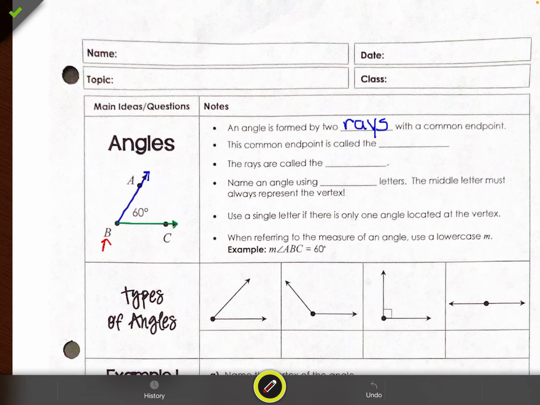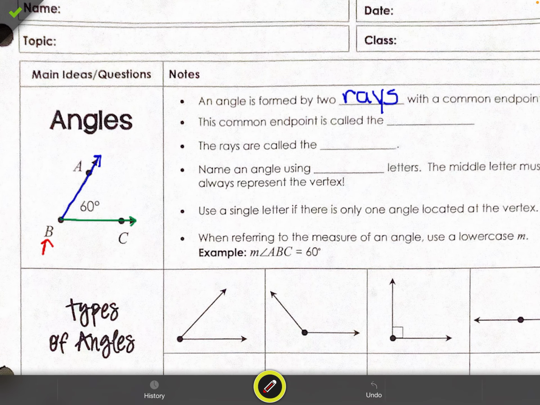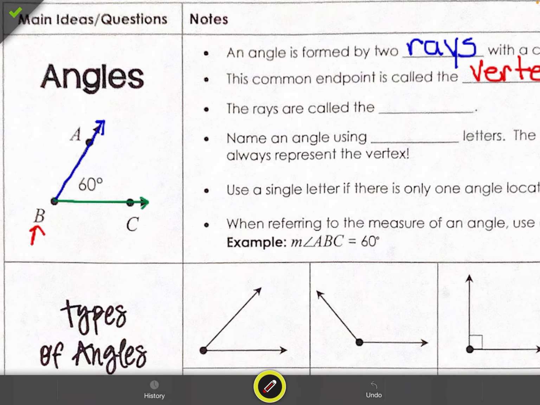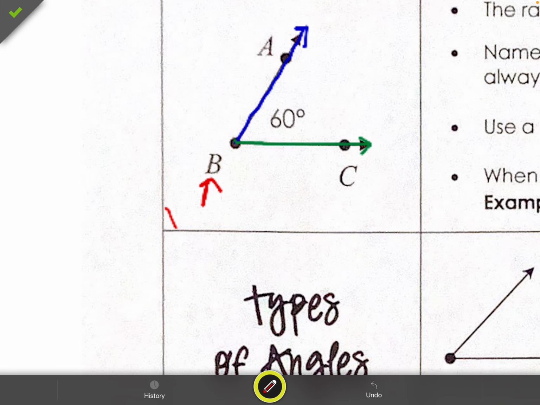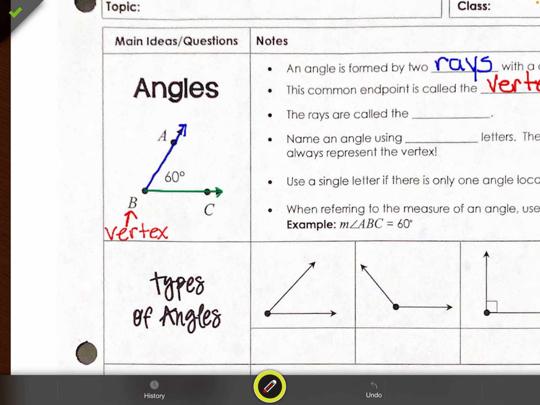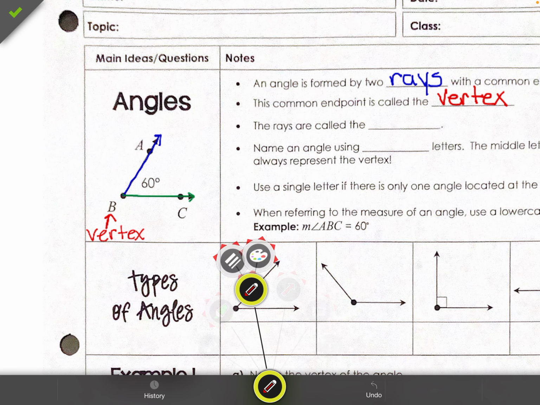The common endpoint is called the vertex of your angle. So point B here is called our vertex of our angle. The rays that I colored blue and green are called the sides of my angle.